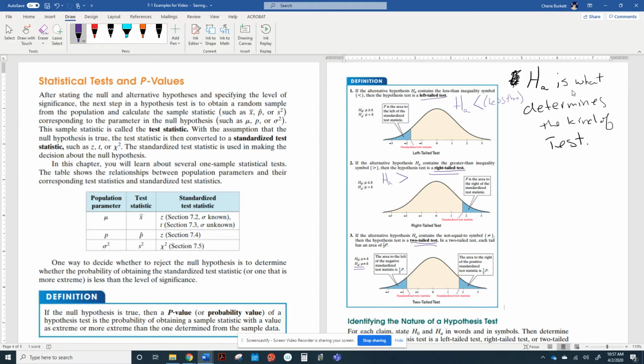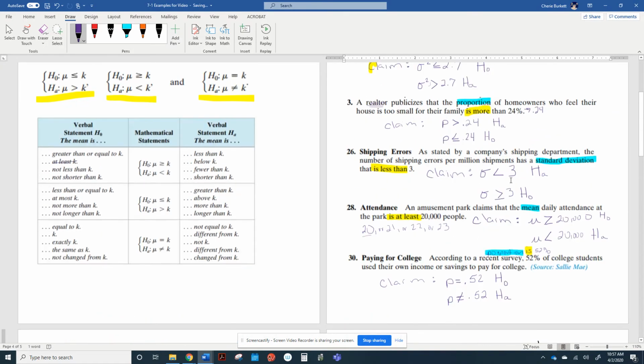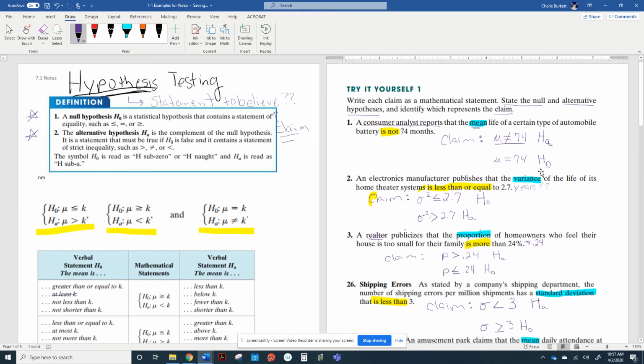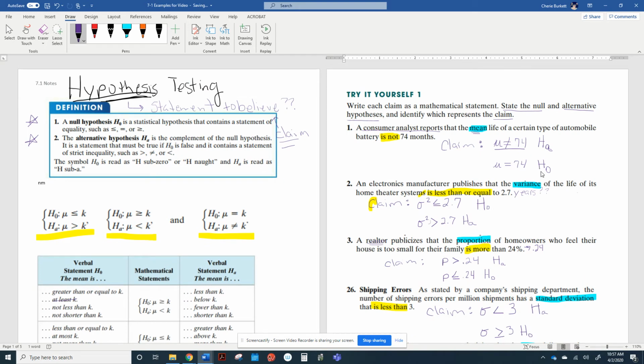All right. So let's run back up here and identify which kind of tests these are. Let me change my color of writing. So we look at the alternative. We look at this one for the type of test. It's the not equal to, so it's the two-tail test.